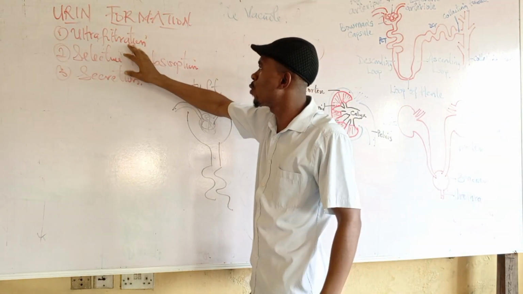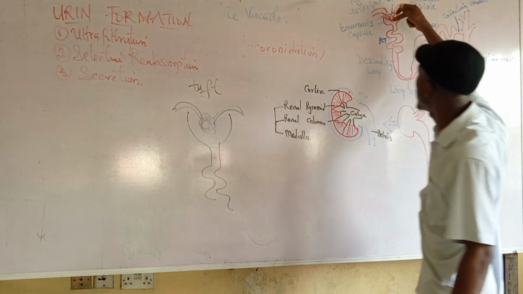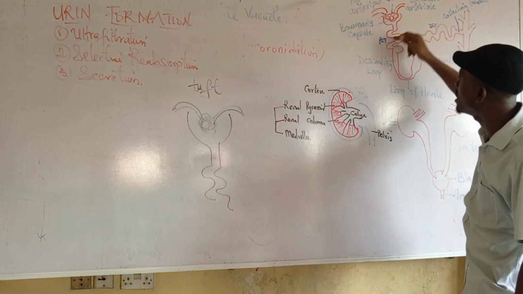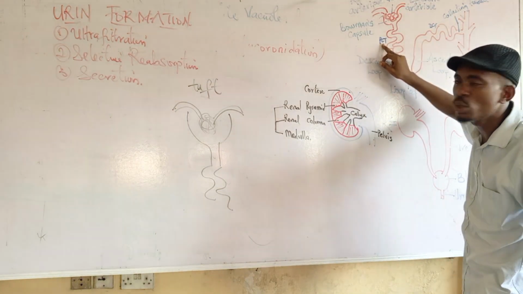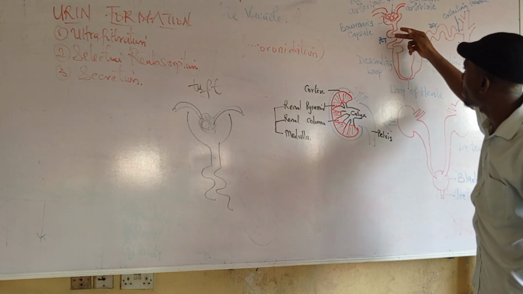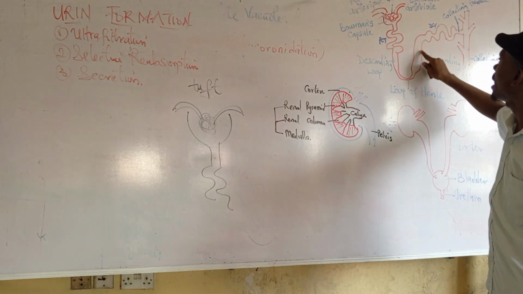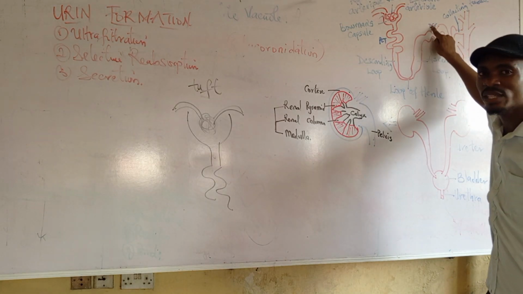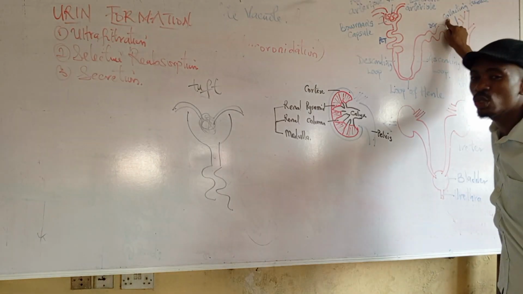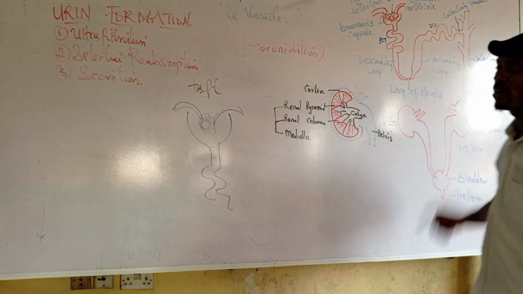From ultrafiltration, we now have the filtrate formed, which is the ultrafiltrate, that enters the Bowman's capsule and finds its way into the proximal convoluted tubule. From here, it goes to the loop of Henle. Before the loop of Henle, there's a descending loop, then there's an ascending loop that takes it to the distal convoluted tubule, and then the collecting tubule, the collecting duct, then it finds its way to the pelvis.